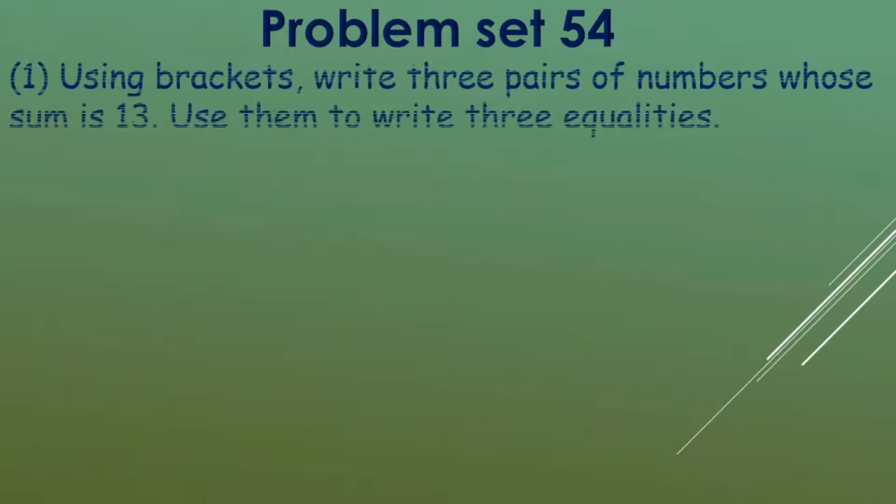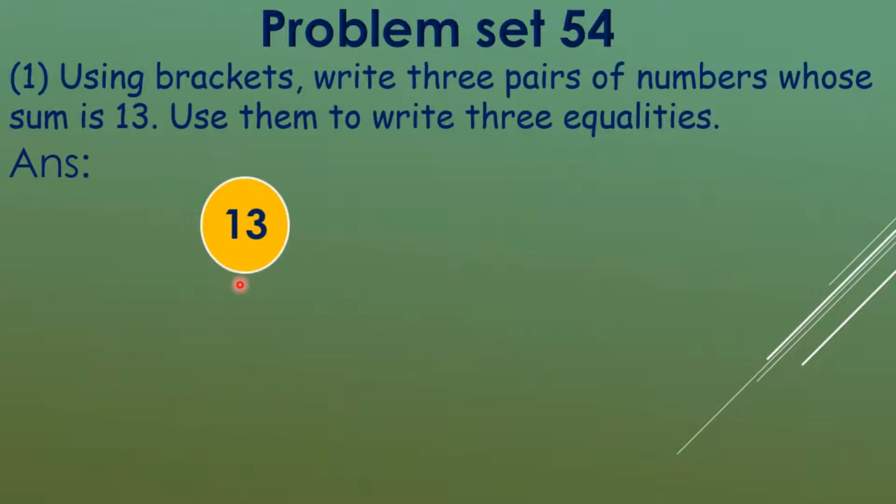Let us solve problem set 54. First question is, using brackets, write three pairs of numbers whose sum is 13. Use them to write three equalities. So first, let us find out three pairs of numbers whose sum is 13.